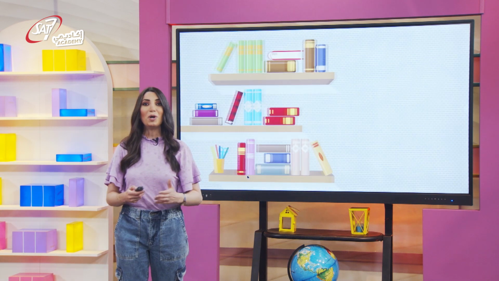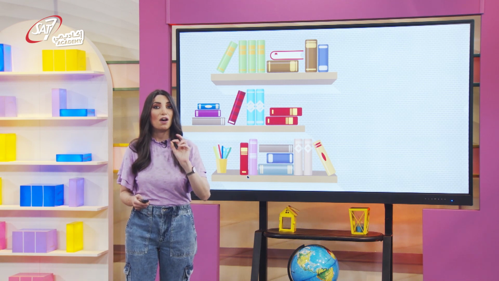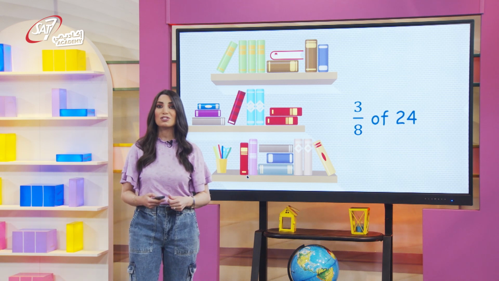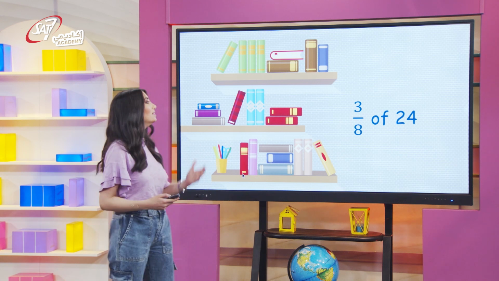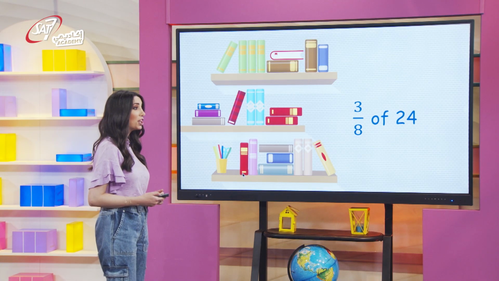There are 24 books in the classroom library. 3/8 of them are children's stories. How many books are children's stories? We need to divide 24 into 8 groups, then count the number of books in 3 of the 8 groups. We divide by 8, then multiply by 3.